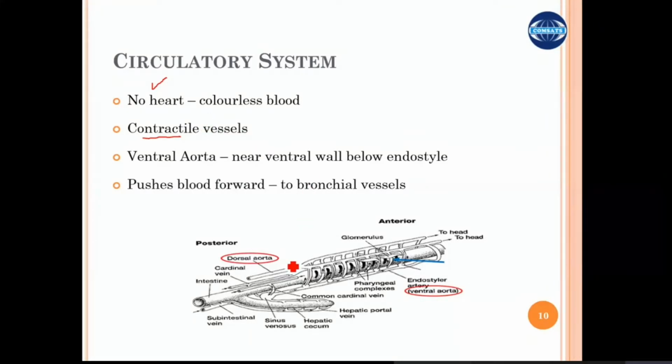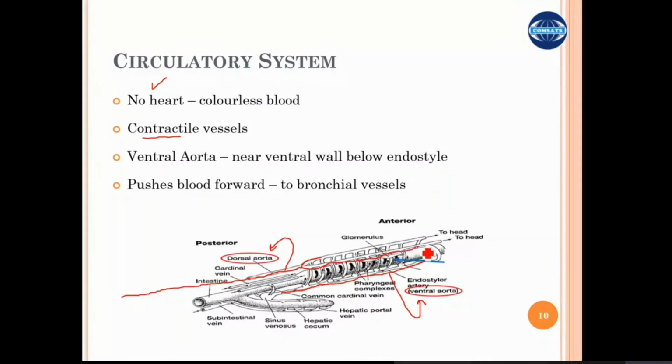So the basic circulatory system consists of two types of vessels. One aorta is running beneath the alimentary canal, or the intestine, all the way from tail to the head. This is called the ventral aorta, because it is on the ventral side. Then there is another main blood vessel which is running from the tail towards the head on the upper side. This is called the dorsal aorta, and the dorsal aorta bifurcates into two lateral aortae in the pharyngeal region.